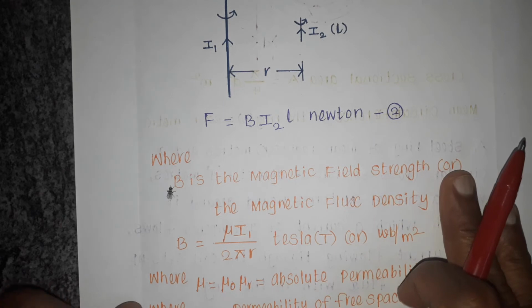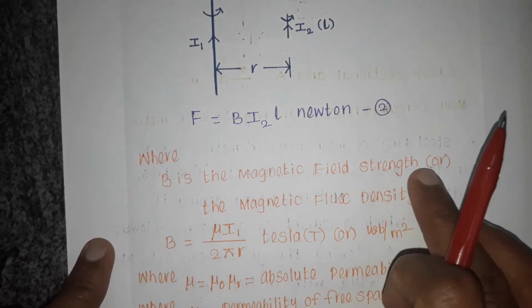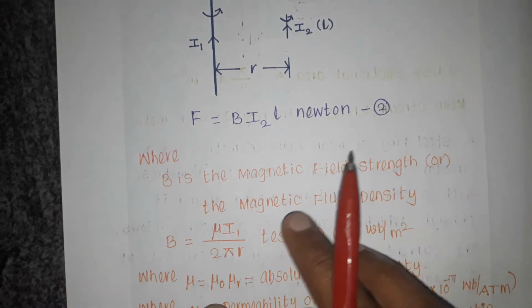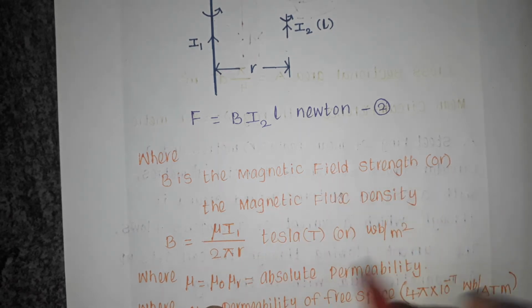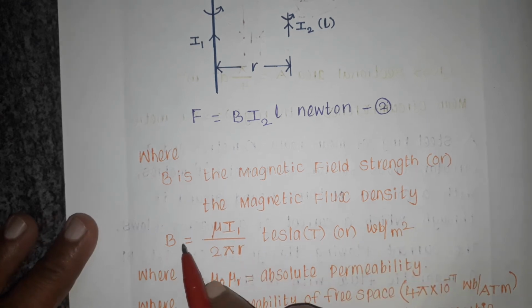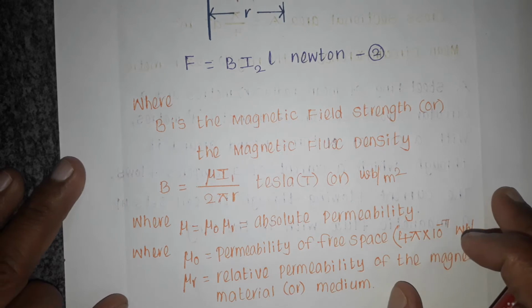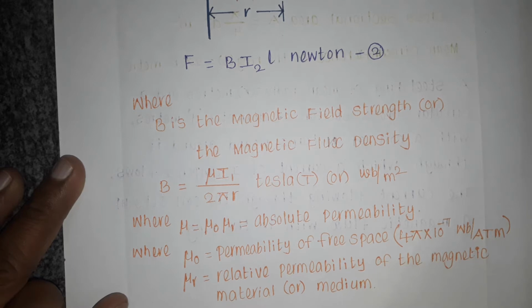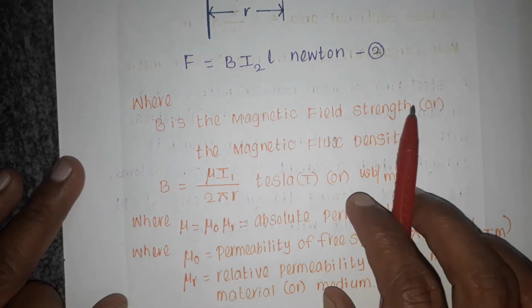Here B is the magnetic field strength, or the magnetic flux density. B has two names: magnetic field strength, or otherwise called magnetic flux density. The mathematical expression for B is B equal to mu I1 by 2 pi r Tesla, or otherwise Weber per meter square, because it is a flux density. Flux per unit area, Weber per meter square, or otherwise Tesla. The other name for B is magnetic field strength.